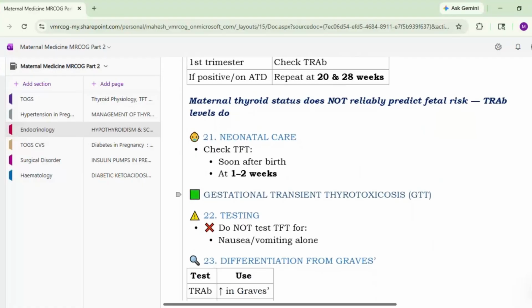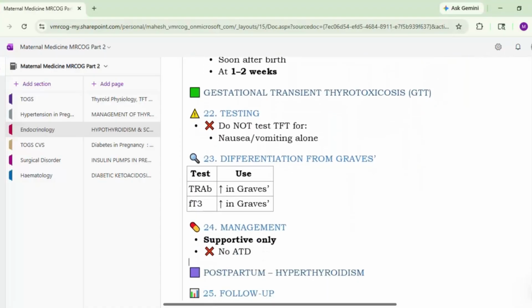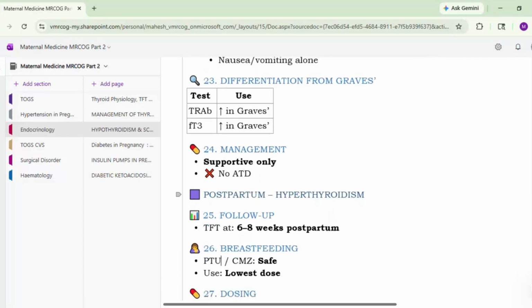Okay. Now the concept of gestational transient thyrotoxicosis that we have seen: testing, do not test TFT only for nausea or vomiting. Okay. For differentiation from Graves disease, this also we have noted, there will be an increase in the TRAB level and FT3 levels. Management of GTT is only supportive. No antithyroid drugs are required.